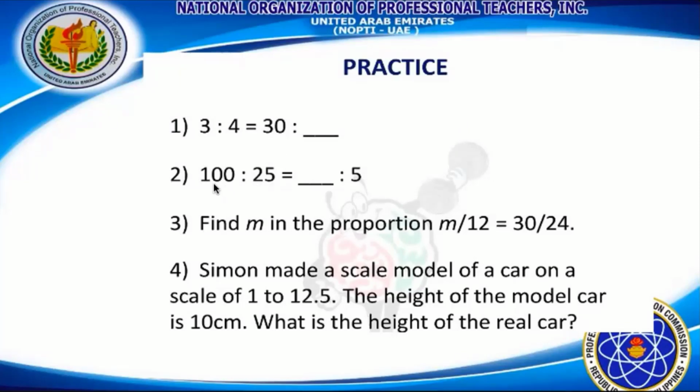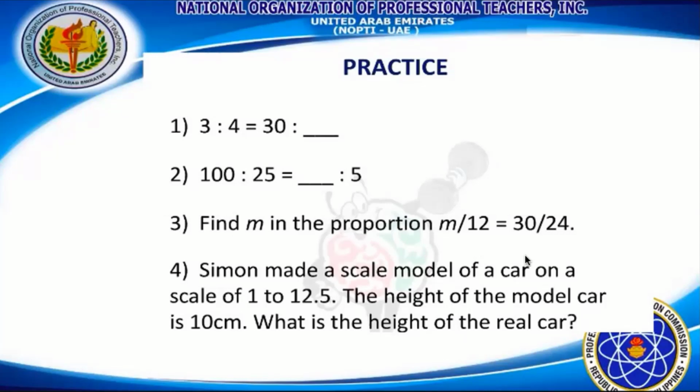Ang meron naman is the extremes. Kung anong meron na pair, sila ang i-multiply mo, i-divide mo sa may nawawalang partner. So, 100 times 5 is 500 divided by 25 is 20. Next, dito. We have, yes, 15. Number 3 is 15.